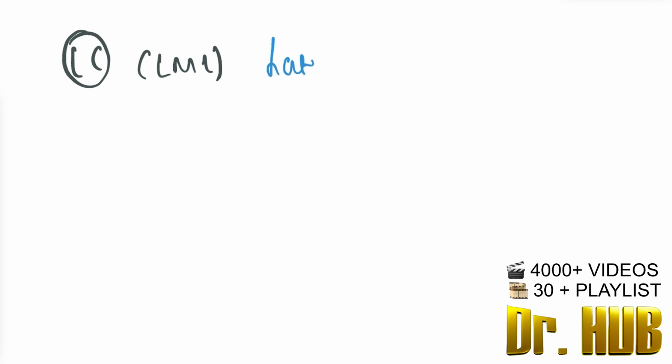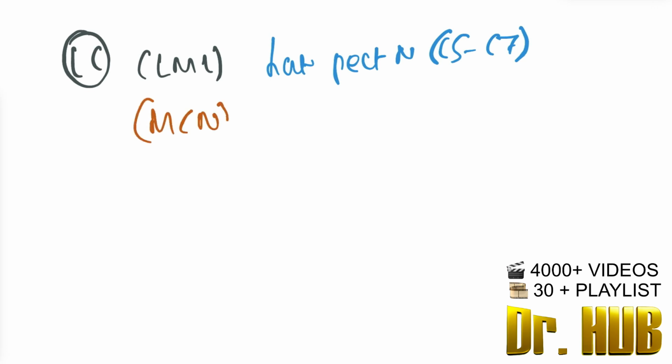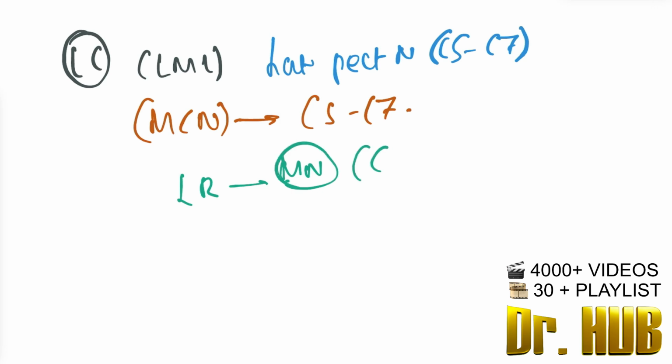Then we look at the lateral cord, LC, which we can also write as LML. It includes the lateral pectoral nerve, which is C5 to C7. It also includes the musculocutaneous nerve, again C5 to C7, and the lateral root of the median nerve, again C5 to C7.